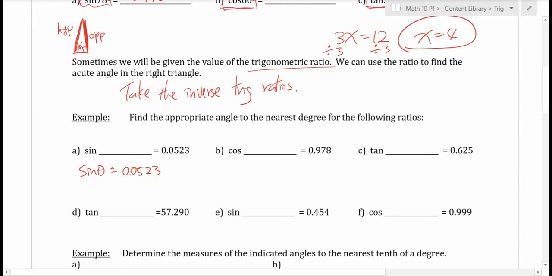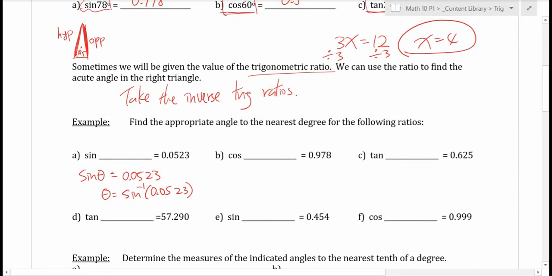0.0523. So to solve for angle theta, what you have to do is take the inverse. That's the notation for it: sine -1, so inverse sine of 0.0523. And that will tell you what the angle is. Now to do this, you have to look for the button on the top left of your calculator. Usually it's a shift button, or some other calculators have it as a second function.